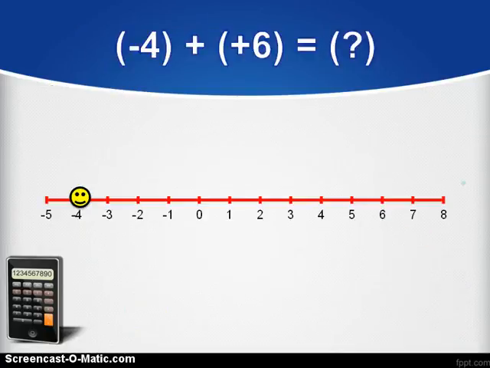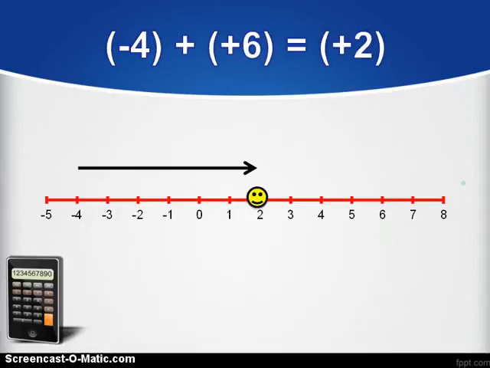Now, how do we add integers having different signs? Example, we have negative 4 plus positive 6. So we have to start at negative 4, that is at the left side of 0. And we have to move to the right because we are to add positive. So 6 places to the right. Then we get a positive 2.